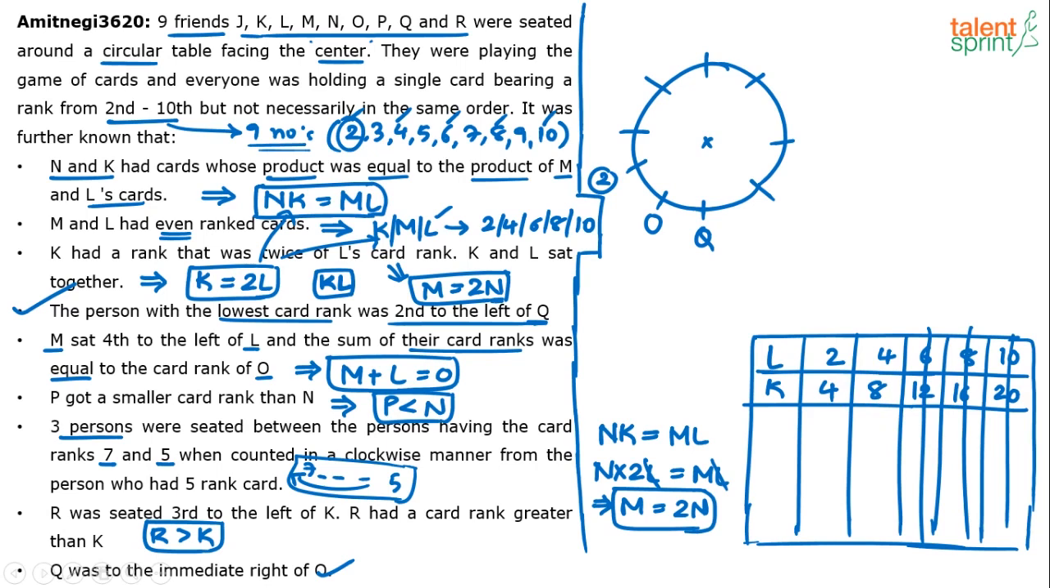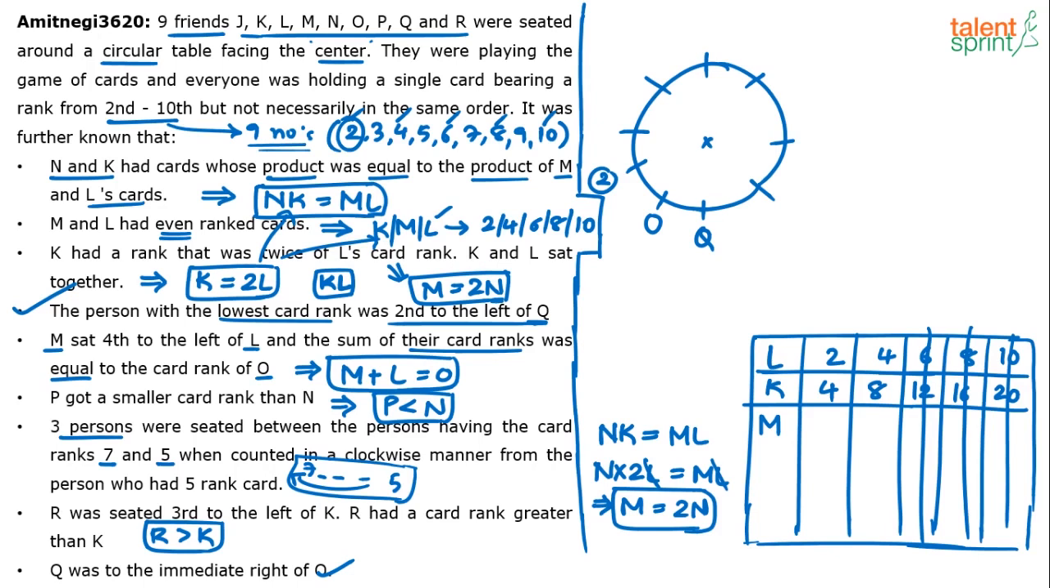Now try out, what else can we try out? Let's try for M. What can be the values of M? So if L is equal to 2, K is equal to 4, M is equal to 2 into N, right? M is equal to 2 into N. See, we know that M is also an even number, right? So what are the possible values of M?